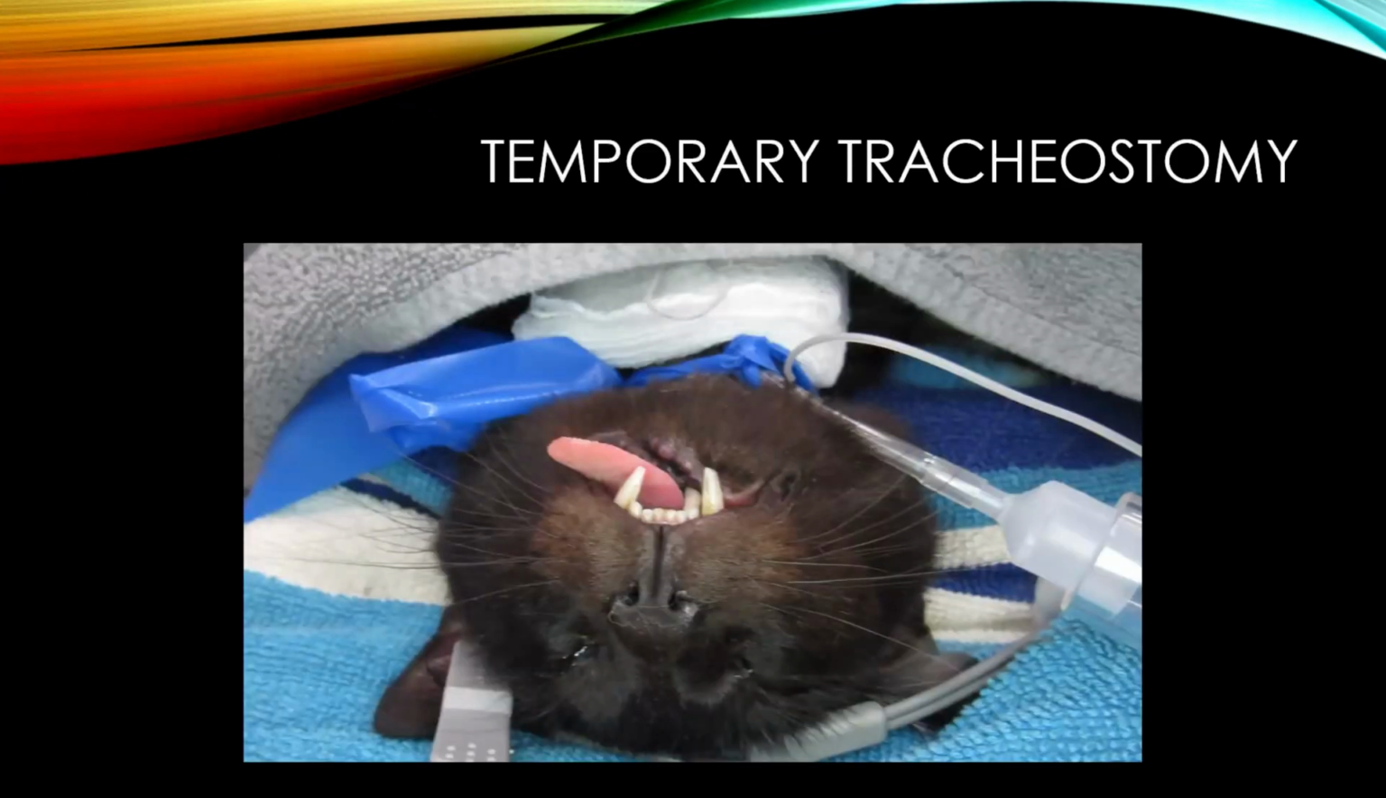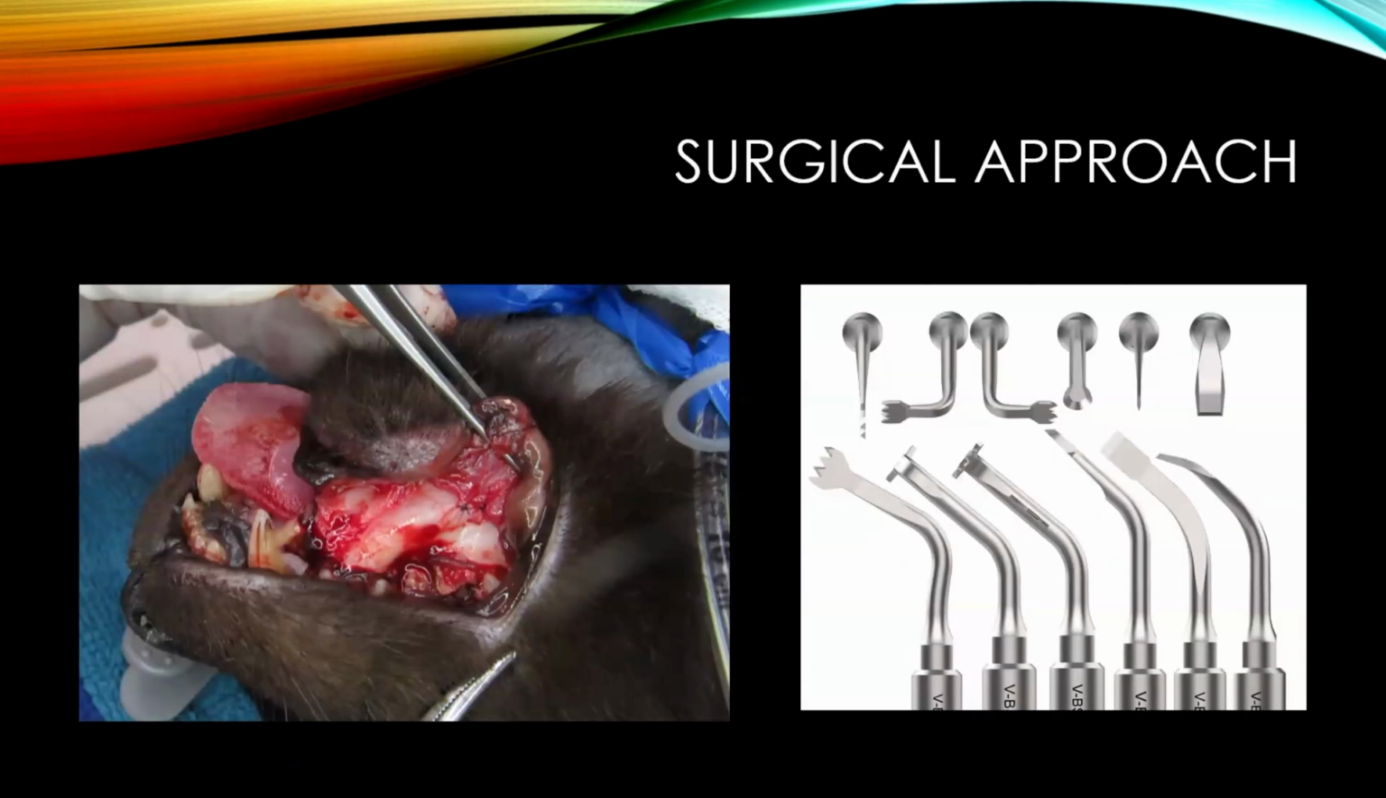So here he is after his temporary tracheostomy. So he's ready for surgery. This is his intraoral approach for the mandibulectomy. I did still tie off his middle and caudal mental arteries, although they really didn't have much blood supply. And on the right there, you see a variety of different piezotome tips. So the piezotome is really your friend for these kind of surgeries where access is very difficult to get to.